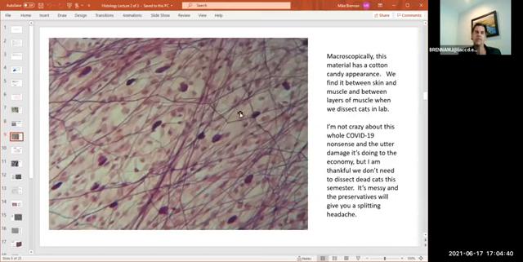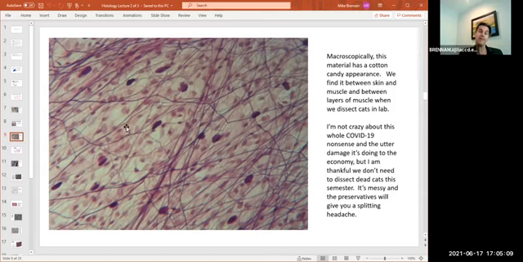Okay, if we were dissecting real life dead animals, specifically cats, we would see this from a macroscopic non-magnified view, and it has the appearance of cotton or cotton candy, not cotton balls, but just like this layer of fibrous cotton. You find it in between skin and muscle, in between muscle and muscle, when we dissect biological specimens in the lab.